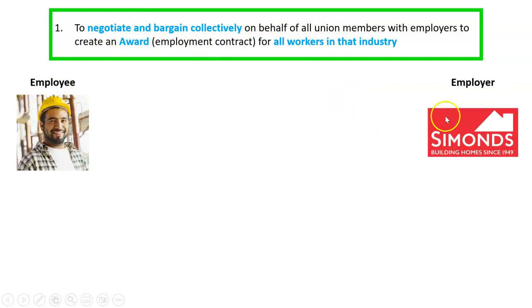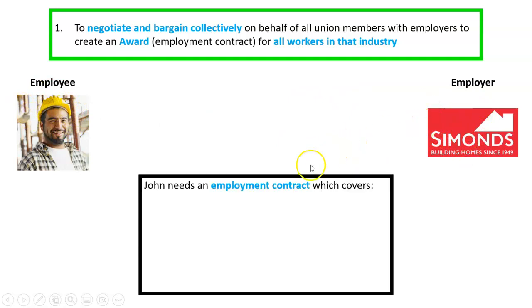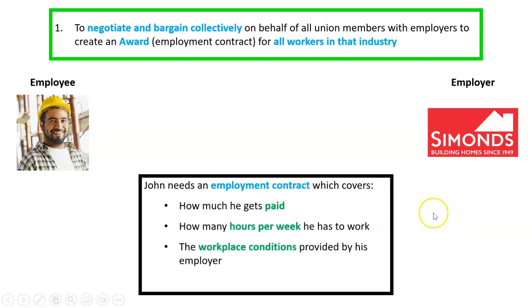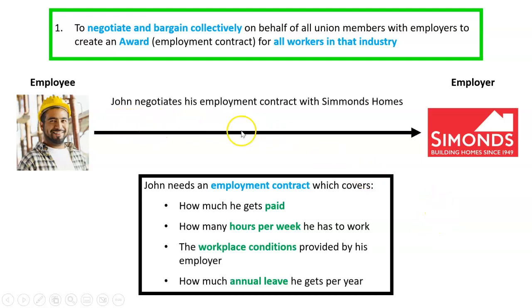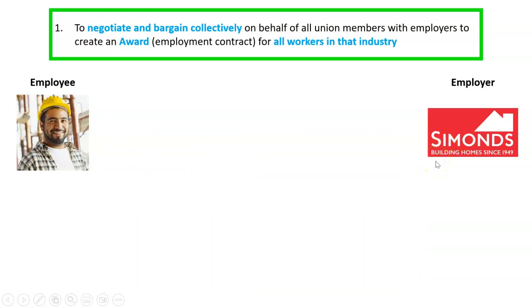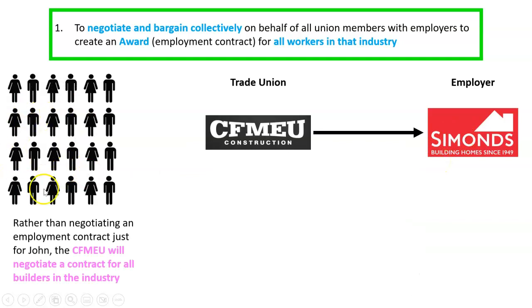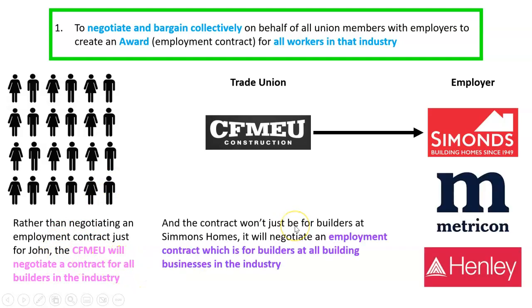So let's take John again in the construction industry. John needs an employment contract just like every employee, which covers how much he gets paid, how many hours a week he has to work, the workplace conditions, how much annual leave, and a bunch of other things. So what the union will do is, if John negotiated on his own with Simmons Homes, he has got no power. So why doesn't the CFMEU get together a group of employees, and rather than negotiating an employment contract just for John, the CFMEU will negotiate a contract for all builders in the industry? And that's the role of a union.